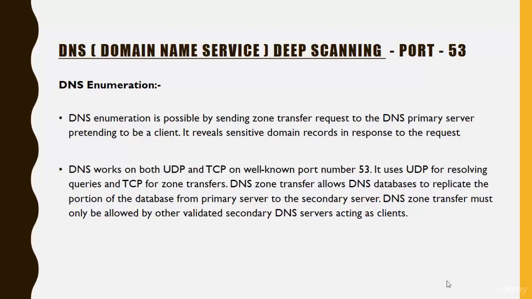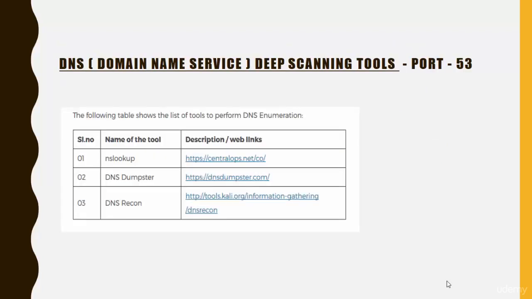A DNS zone transfer allows DNS databases to replicate a portion of the database from the primary server to the secondary server. DNS zone transfer must only be allowed by other validated secondary DNS servers acting as a client. DNS deep scanning tools which work on port number 53 are NSLookup, DNS Dumpster, and DNSRecon. You can find the web links here.